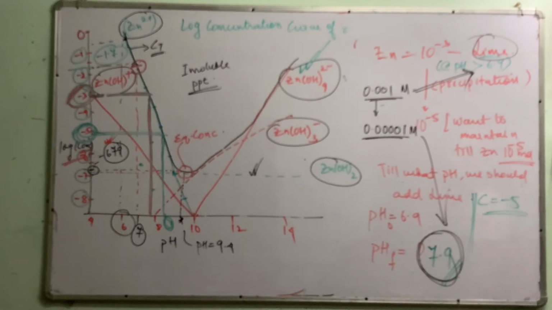So, we may ask you again, if I want to remove the concentration from this much to this much, at what pH should I maintain, until what pH should I maintain? So that is the question. Is it clear? So this is the way of removal of heavy metals from the wastewater by addition of hydroxides to precipitate.